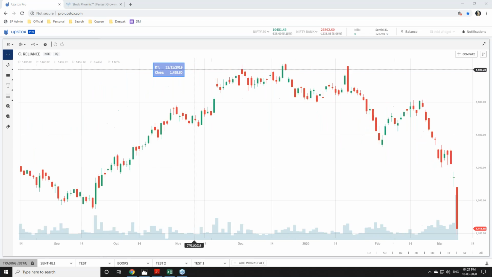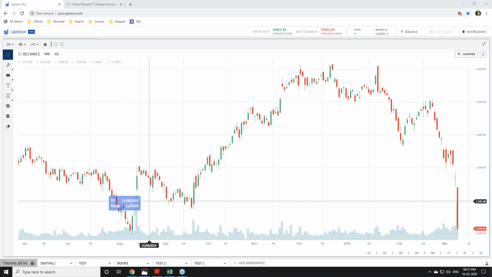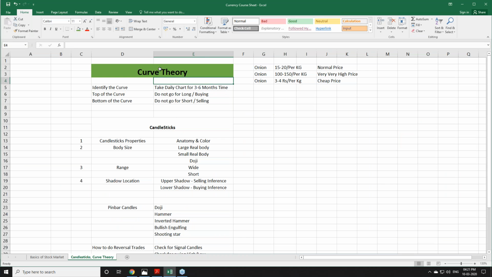So those are the basic things we are supposed to understand with the curve theory. We have to identify the curve of the chart. At the top of the curve, do not go for a long or buying; at the bottom of the curve, do not go for a short or selling. This is a very basic example. With this you can avoid most of the wrong entries. No big science is required. Very simple, just by seeing any free chart.